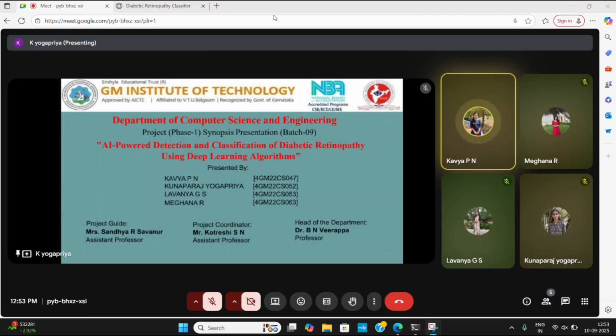Kavya PM. I am here to give a presentation about our project: AI-powered detection and classification of diabetic retinopathy using deep learning algorithms.